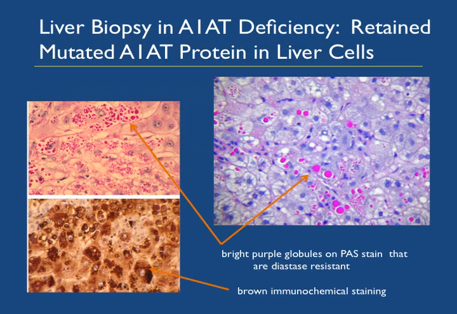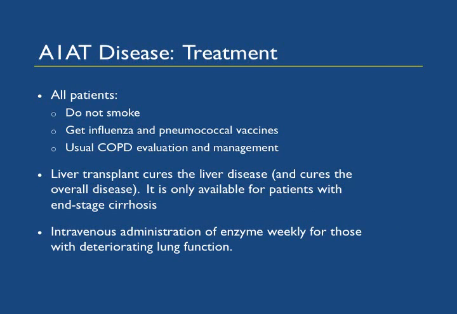This next slide depicts the liver biopsy that's been stained to show these retained globules of alpha-1 antitrypsin mutant protein. The top two pictures show these globules in purple, and in the bottom an immunochemical stain lights up the mutant protein in brown. The treatment for alpha-1 antitrypsin deficiency is shown here. For all patients, we strongly advise them never to smoke, as this will be strongly additive to the effects of alpha-1 antitrypsin deficiency in causing severe and premature emphysema. All patients should get the influenza and pneumococcal vaccines. Patients should get the usual evaluation and treatment for chronic obstructive pulmonary disease.